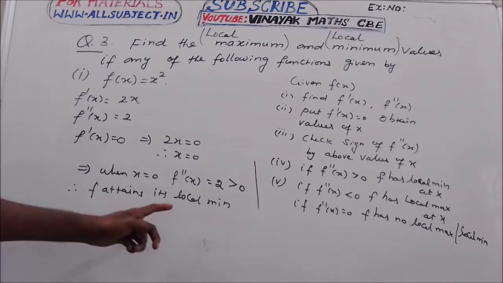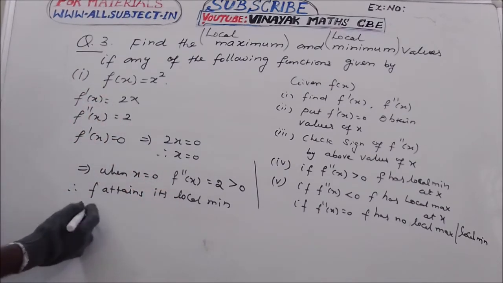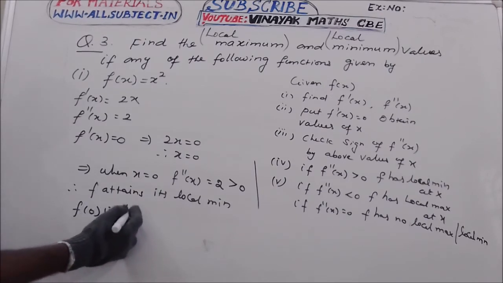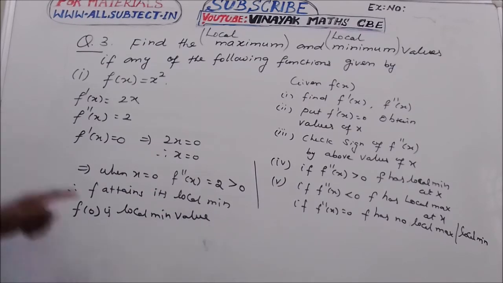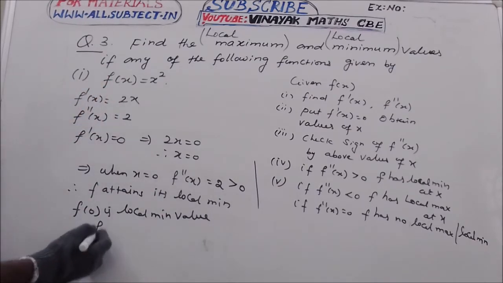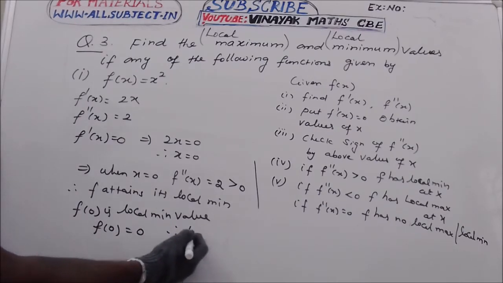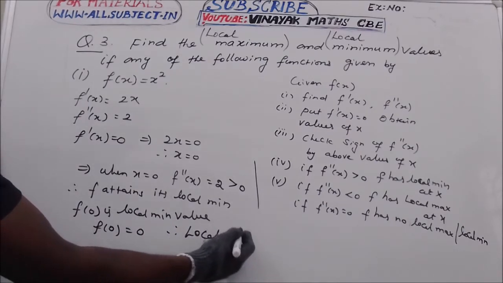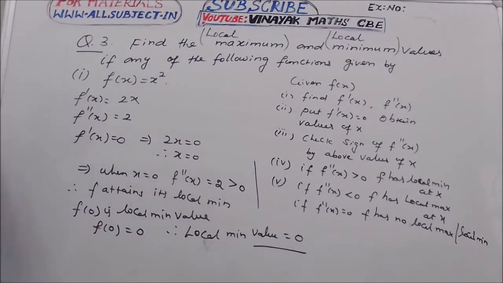To find the local minimum value, substitute x is equal to 0 in the given function. So f of 0 is the local minimum value. Substituting x is equal to 0, f of 0 is equal to 0. Therefore the local minimum value is equal to 0.